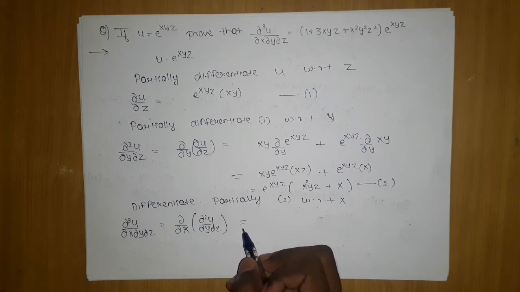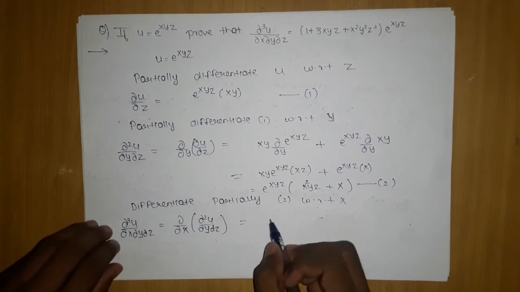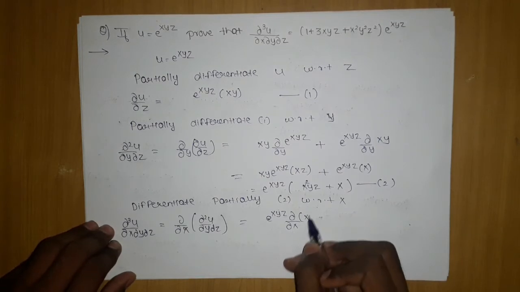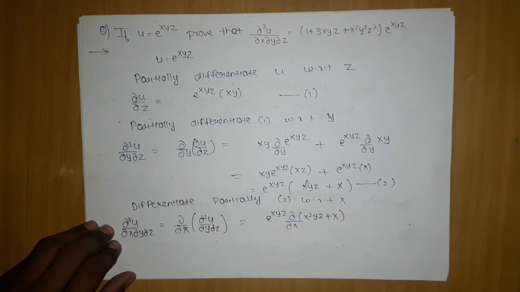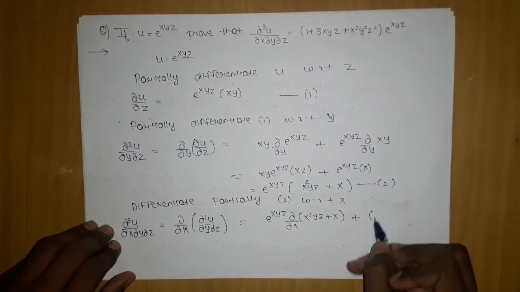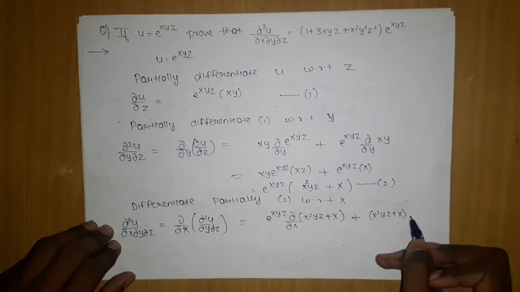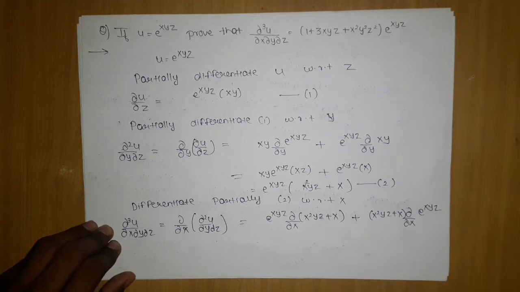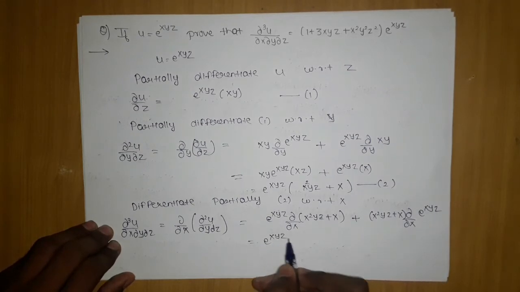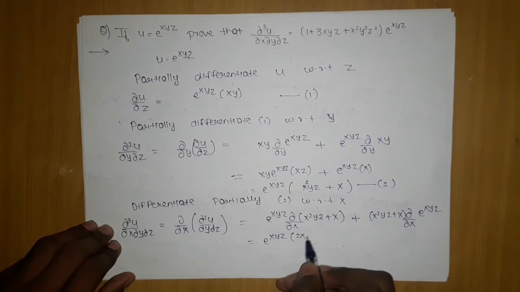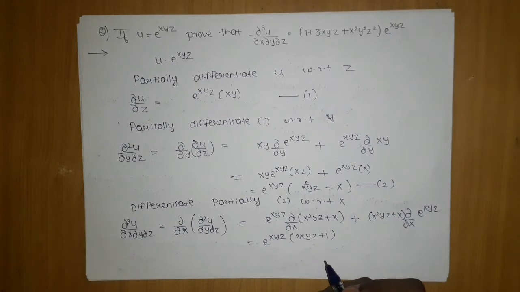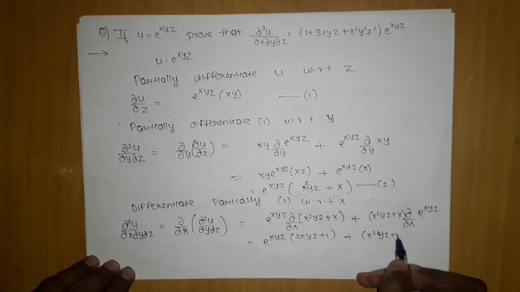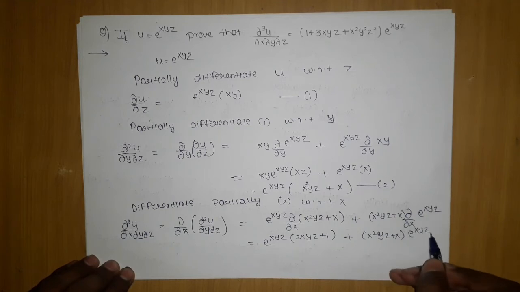Right. Now we will apply the product rule again. xyz will remain as ∂/∂z of x²yz plus x, right? Now here x²yz plus x, ∂/∂x of e^(xyz). In the next step, e^(xyz) into 2xyz plus 1. It will be x²yz plus x, e^(xyz) into yz.